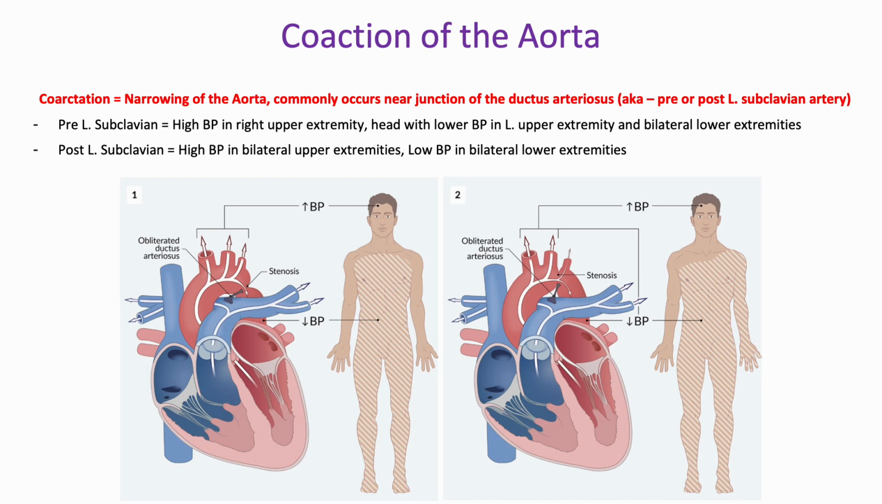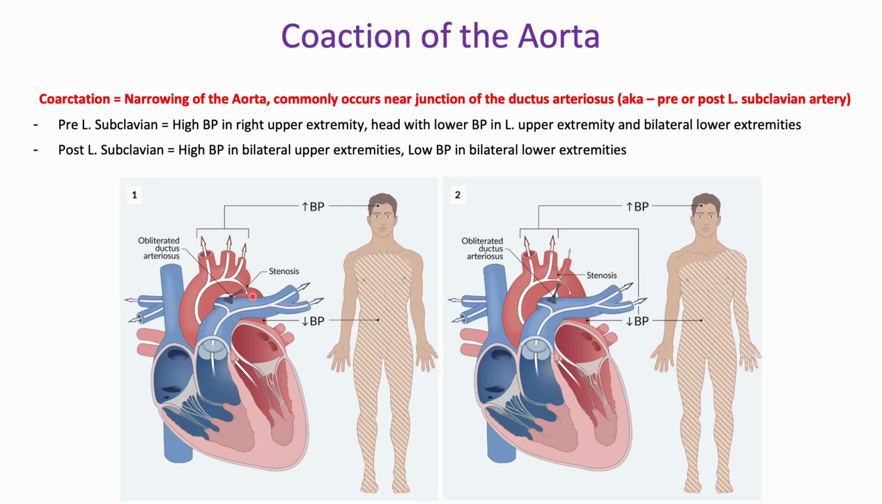All right, next up, and this will be our last acyanotic defect, we're going to talk about coarctation of the aorta. Coarctation of the aorta refers to stenosis or narrowing of the aorta, and this is commonly going to happen near the junction of the ductus arteriosus. So it can happen preductal or postductal, which is going to give different clinical signs. But if it's before the left subclavian, which would be this image here, you're going to get high blood pressure in the right upper extremities, and then you're going to get low blood pressure distally. You also have low blood pressure in the left upper extremity because, again, the stenosis happens before the subclavian, which is going to feed the left upper extremity.